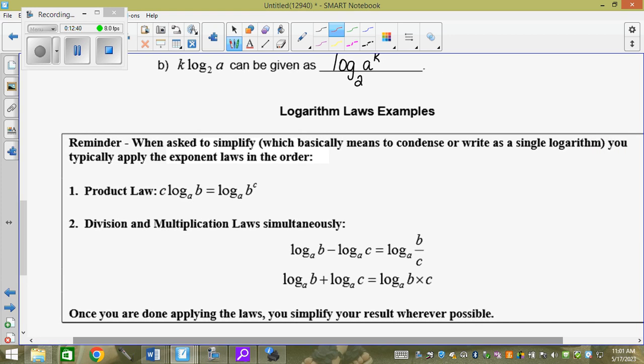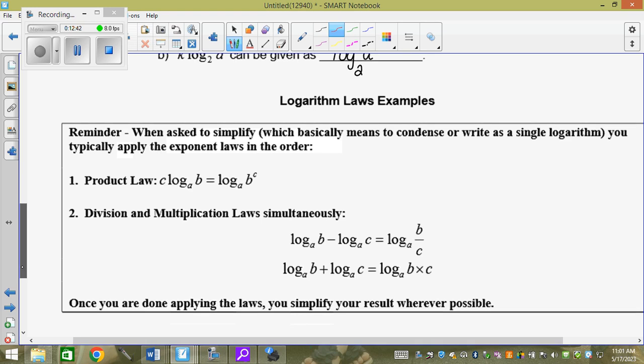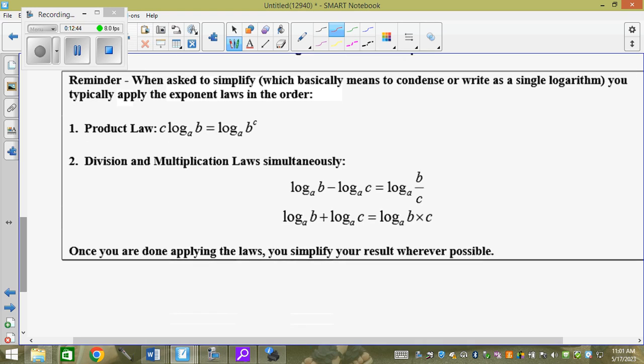This just goes back through the rules again in a box so that you can see the rules. Then we're going to flip over.